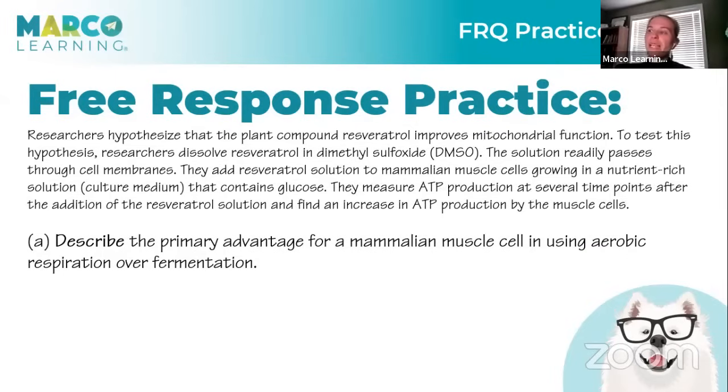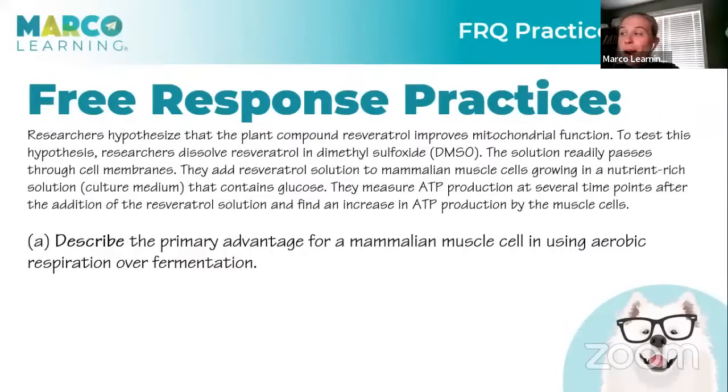Researchers hypothesized a plant compound, resveratrol, improves mitochondrial function. To test this hypothesis, researchers dissolved the resveratrol in dimethyl sulfoxide, or DMSO, which our chemistry people always use so much. I love that chemical. The solution readily passes through cell membranes. They add the resveratrol solution to mammalian muscle cells, drawing in nutrient-rich solution that contains glucose. They measure ATP production at several time points after the addition of the solution and find an increase of ATP production by muscle cells. Whew, that's my prompt.